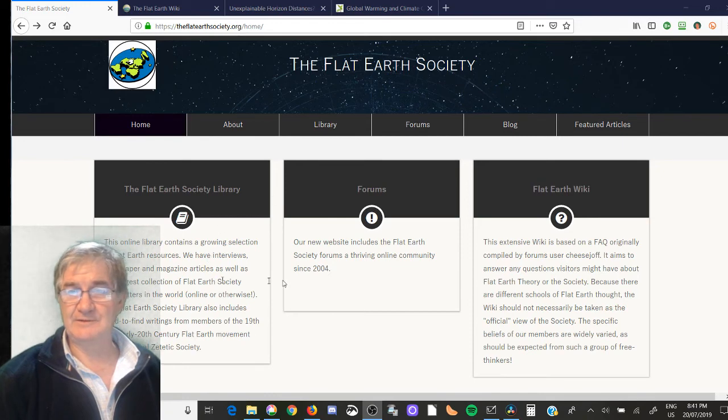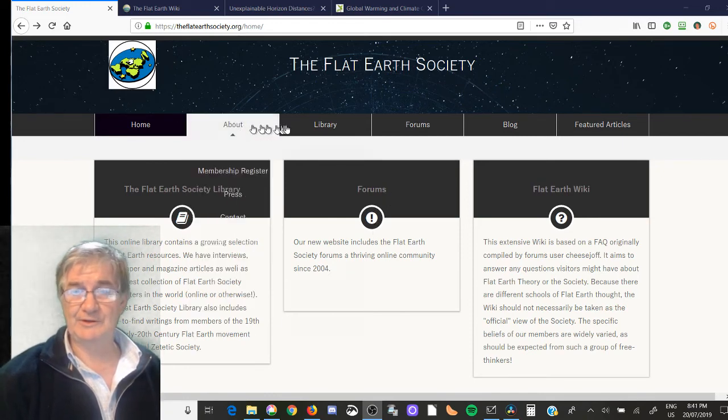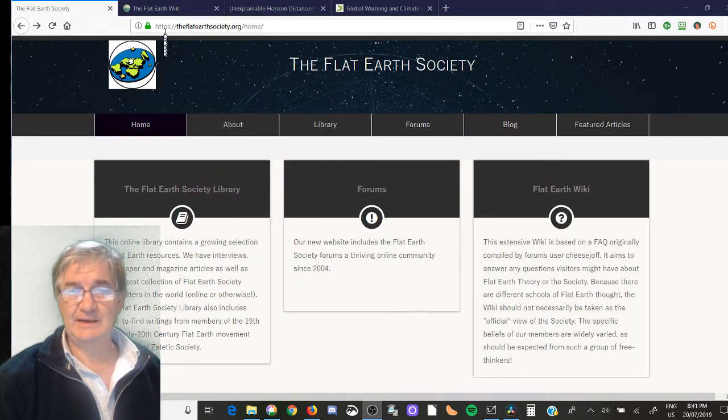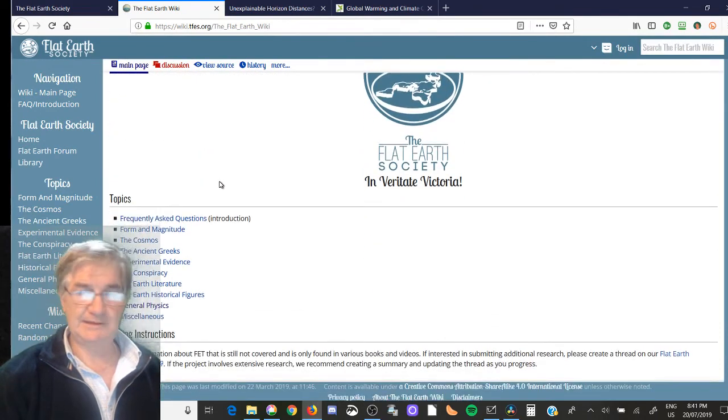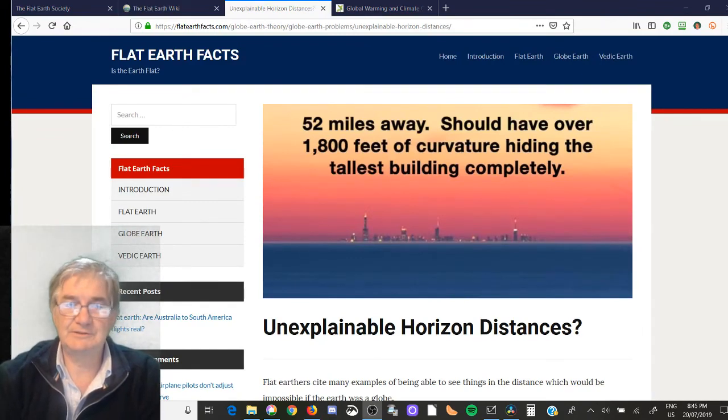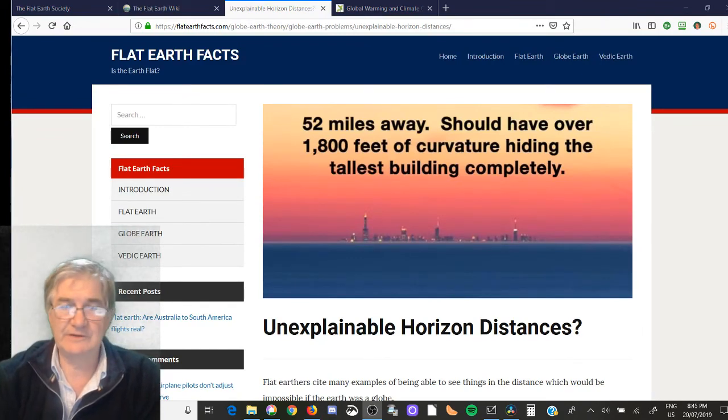So Googling around, the Flat Earth Society are quite organised, and they have got quite a comprehensive website with lots of arguments for their theory. They've got a wiki with, again, a lot more detail in things that they're claiming. And on this page, they make a claim that the curvature of the Earth is giving 1,800 feet of curvature in 52 miles. So I did mine with metric, but they're looking at 1,800 feet, which you divide by 3 to get metres. So that's about 600 metres. So 52 miles away, giving 600 metres.